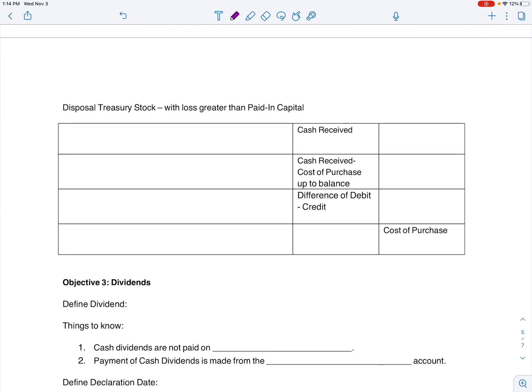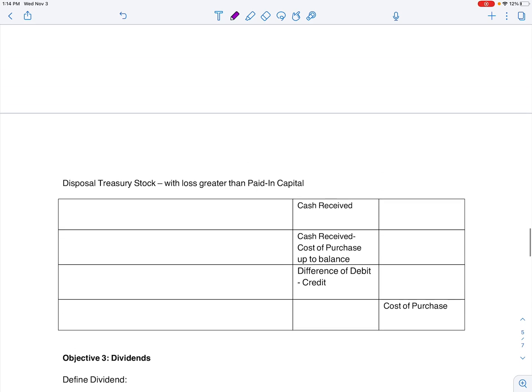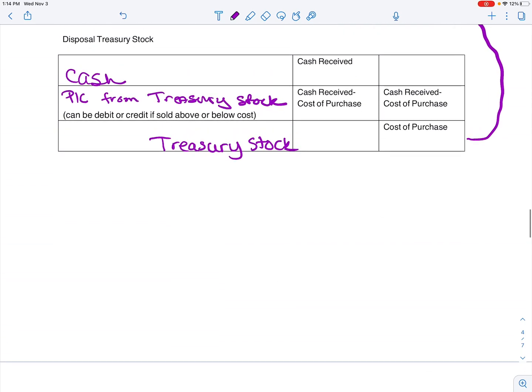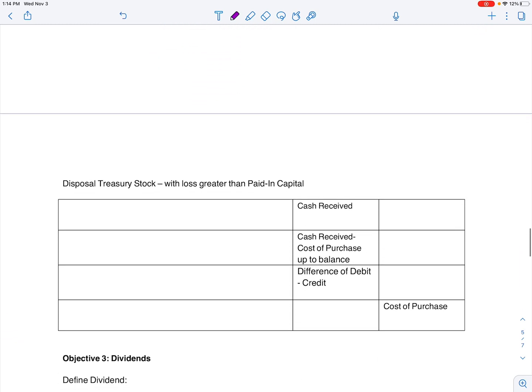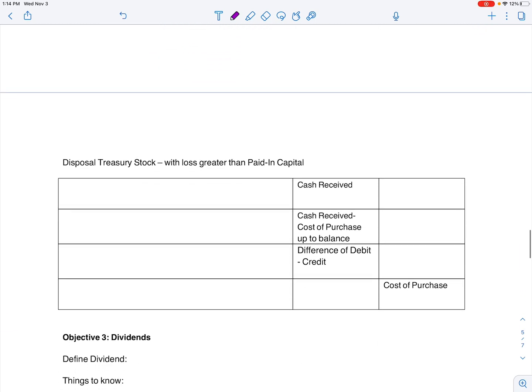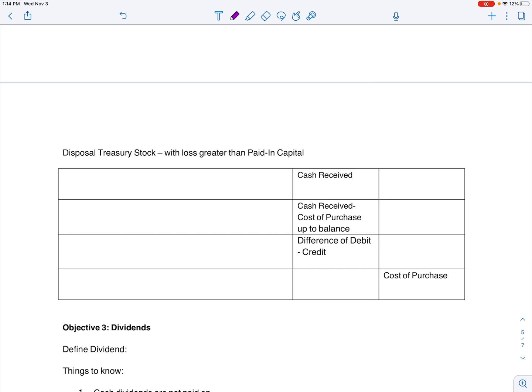And then if we have a loss that's greater than our paid-in capital, here you'll notice that we did a paid-in capital, but if we have a loss that goes beyond what we already have in that account, then we have to take it out of somewhere else. So we're going to debit our cash again for whatever amount we receive. We credit our treasury stock for the cost of the purchase.